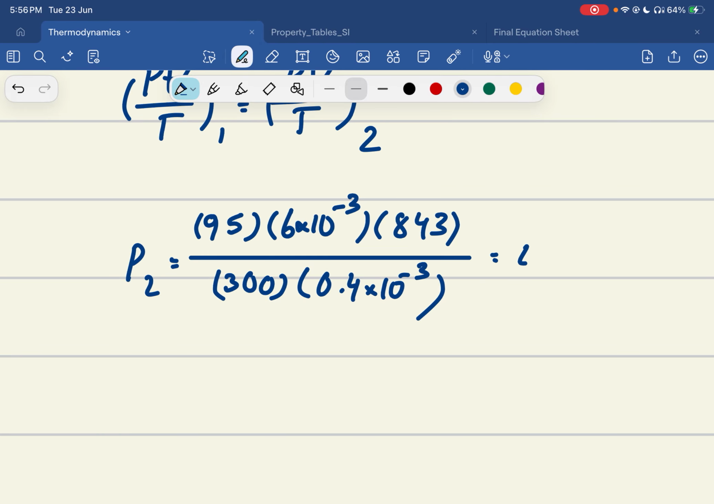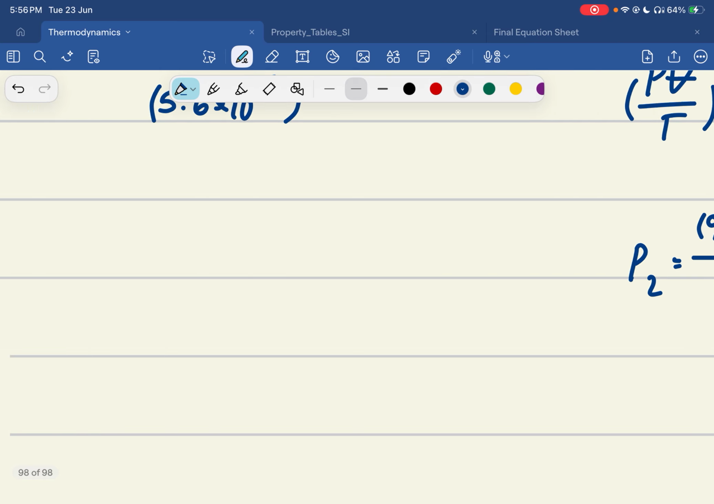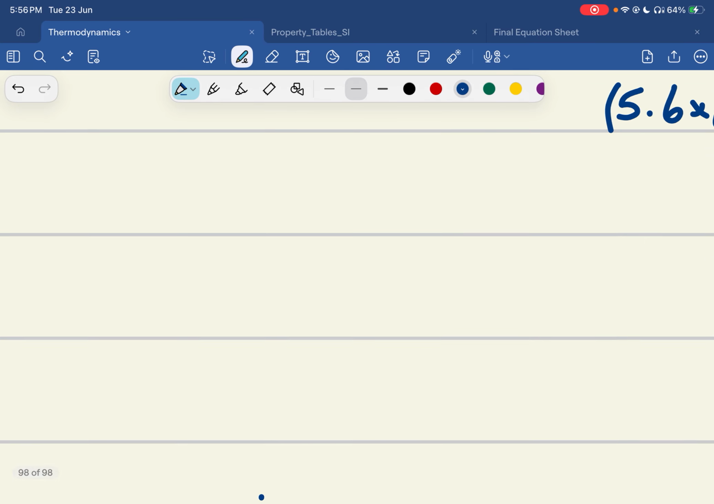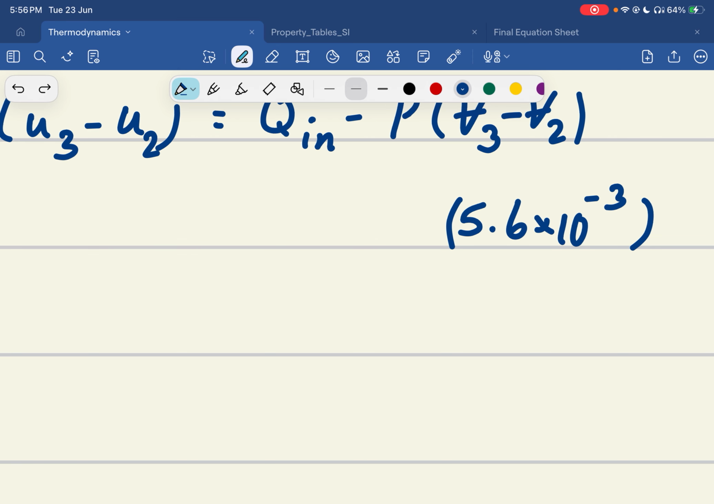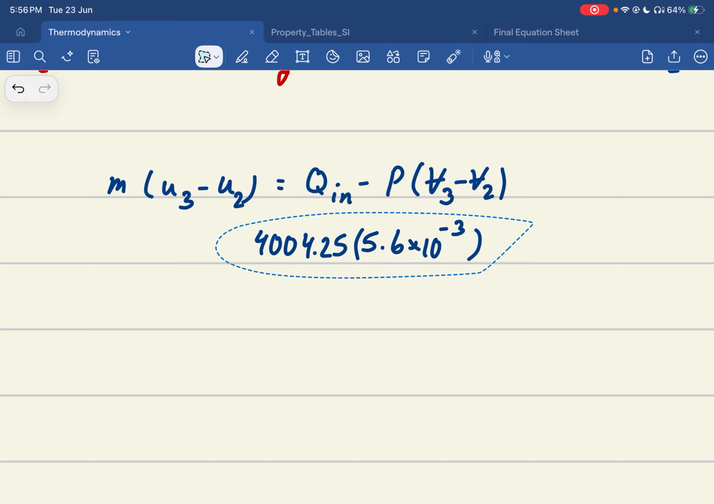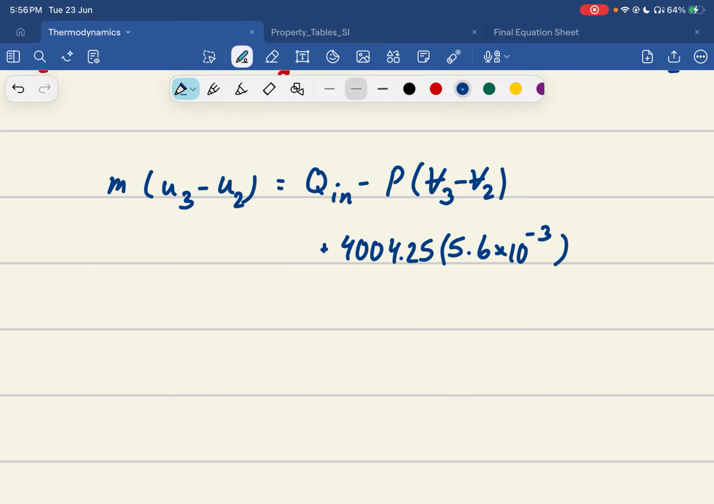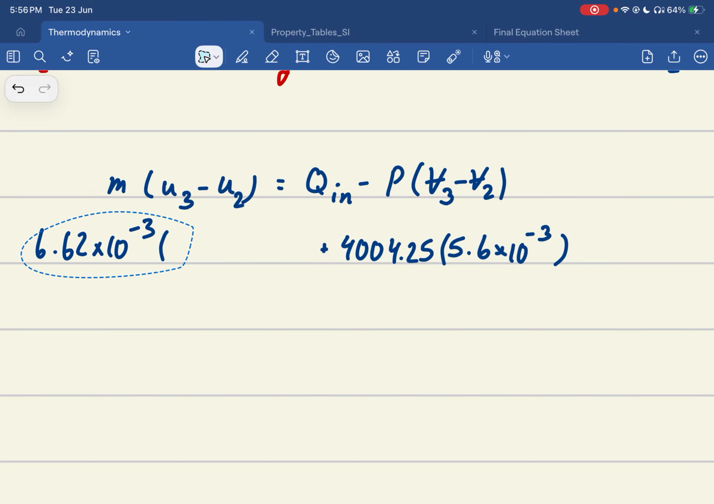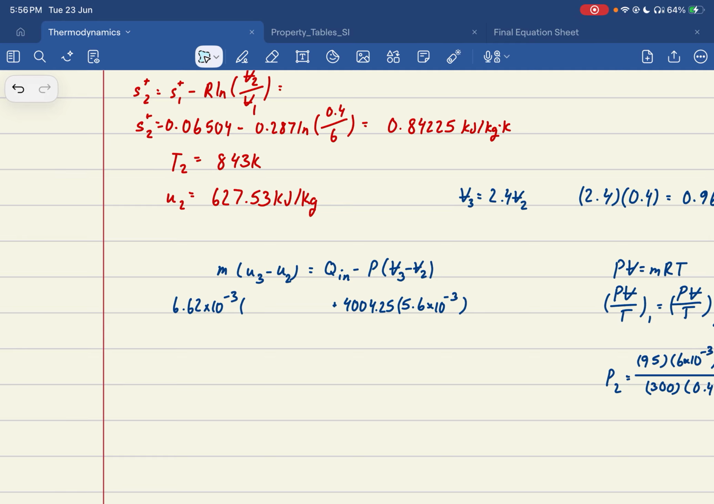And that would be 4004.25 Pa. So writing it down here. Or we can just move everything to make it in terms of Q in. So plus, and then this is 6.62 times 10 to the negative 3. And we need to find our U3 value.